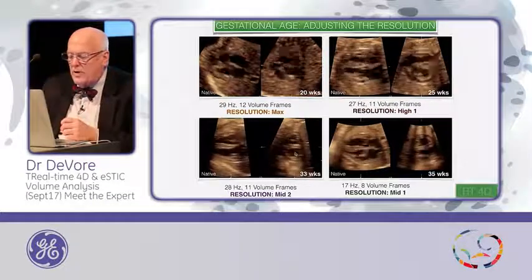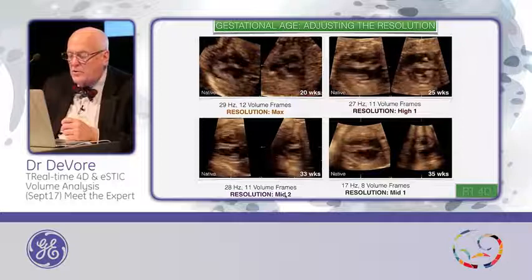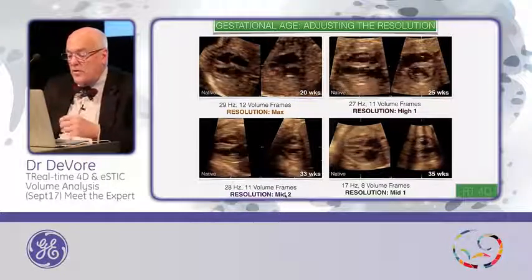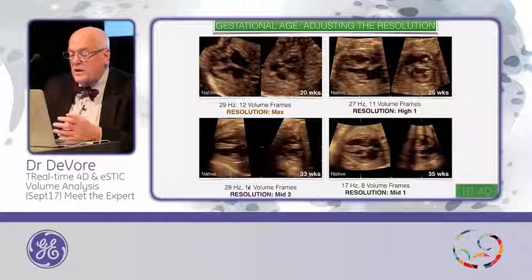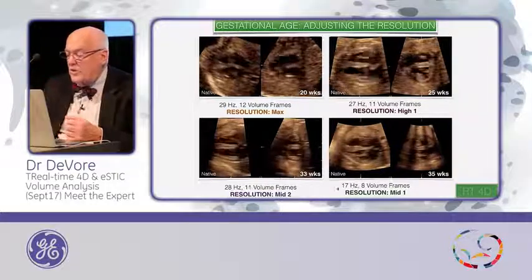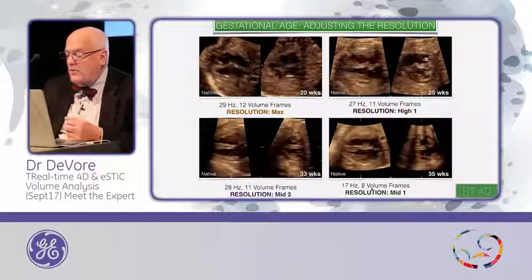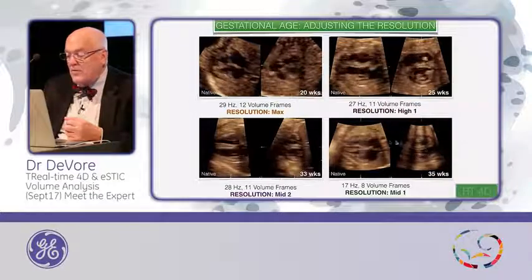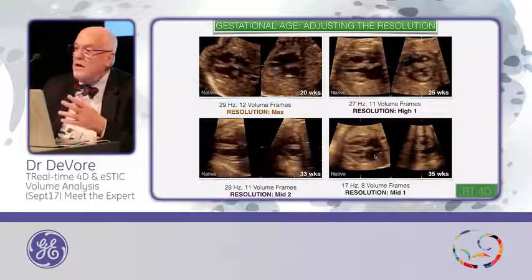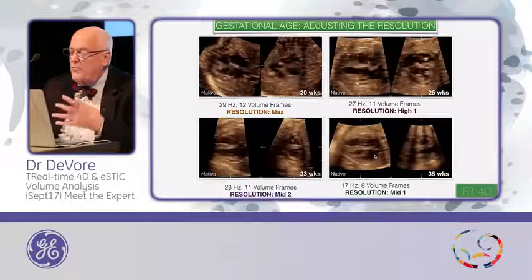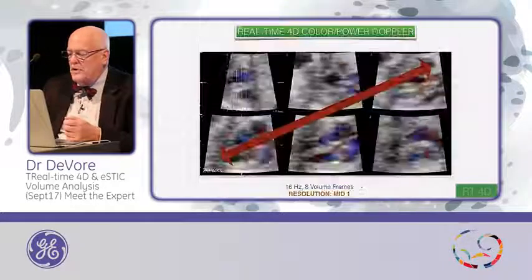Here we are at 33 weeks. We've now set it to mid-2, so it's a little bit lower resolution, but it's a bigger heart, and we still maintain 28 hertz, 11 volume frames. Here we are at 17 hertz, 8 volume frames at 35 weeks, and again, really nice detail obtained in this artifact-free of movement volume acquisition.